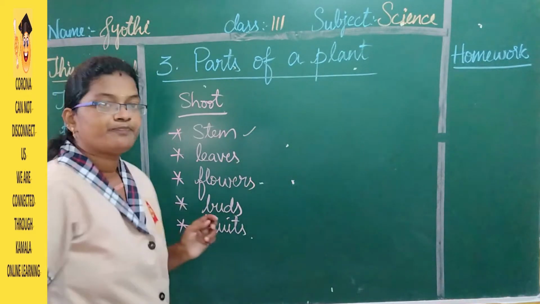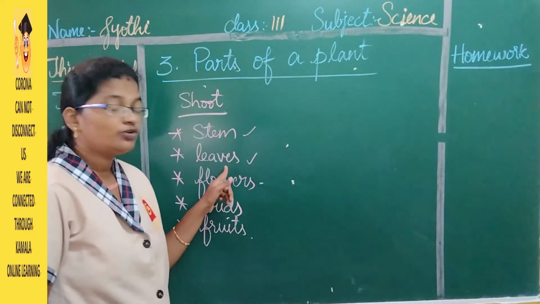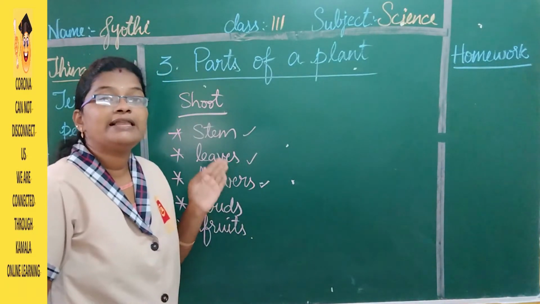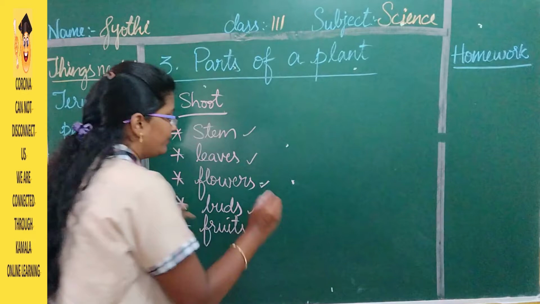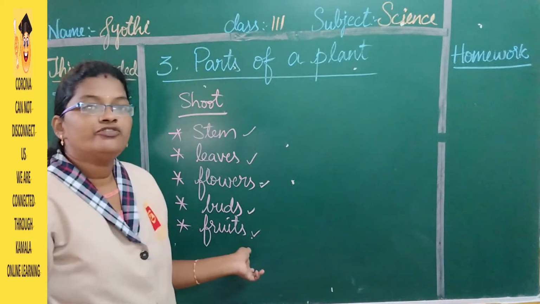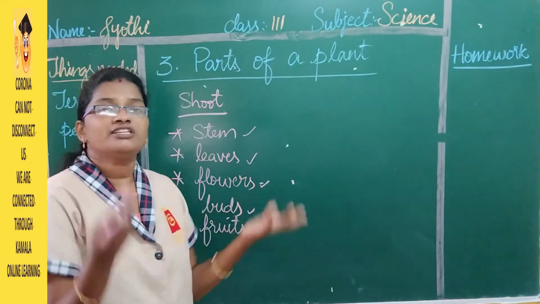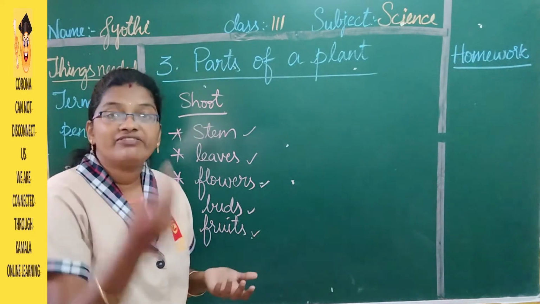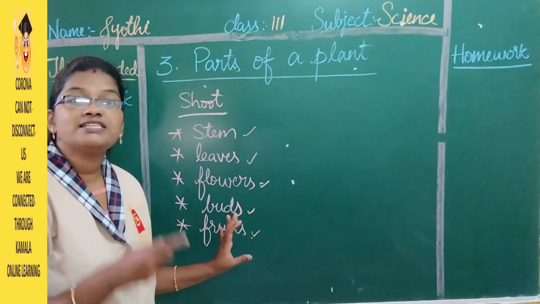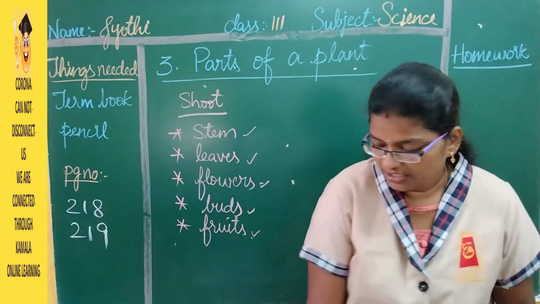One is stem. It is the main part. Then leaves. Leaves are going to prepare food for the plant. And flowers. Flowers help in reproduction. Then buds. These buds later grow into big flowers. Then fruits. Fruits enclose the seeds. That is, inside the fruits we have seeds. So what is the use of seed? Seeds are going to develop into a new plant later. So each and every part has its own function. Right? So about these parts we are going to learn now.